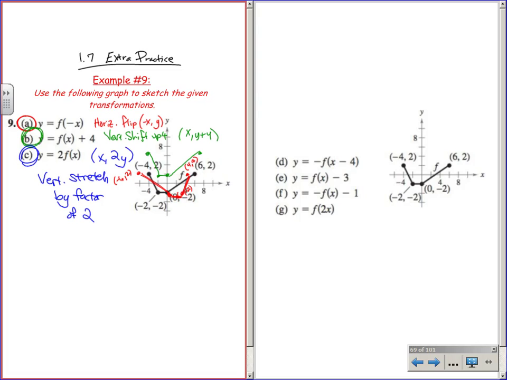We still need to do the points, but let's go ahead and do them. All of our x's are going to stay the same. It's still going to be 6, but instead of 6, 2, it's going to be 6, 4. I'm doubling the y. Good. Instead of 0, negative 2, it's going to be, don't go up. Multiplying by 2 would make it negative 4, right?